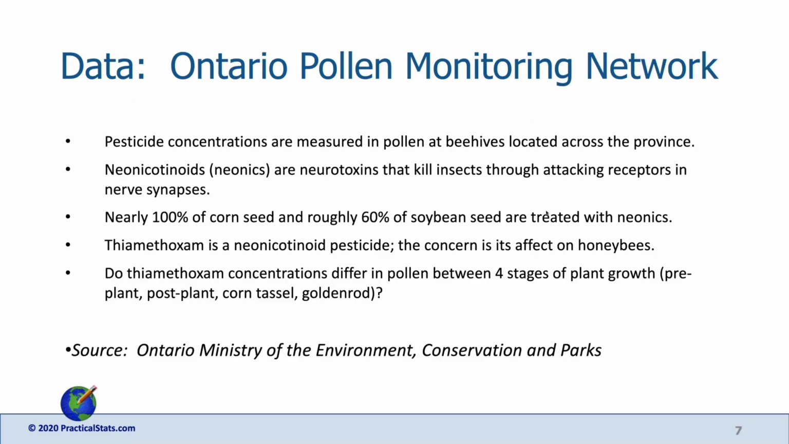The data that I'm going to use in the webinar comes from the Ontario Pollen Monitoring Network, and they were concentrations of thiomethoxam, which is a neonic, which is a lot easier to say than neonicotinoids. I have to think about it before I say it. And the problem with those, you're probably familiar with by now, is that it kills insects indiscriminately, including honeybees and other bees that we think are very beneficial. So it's something that is being regulated actively right now.